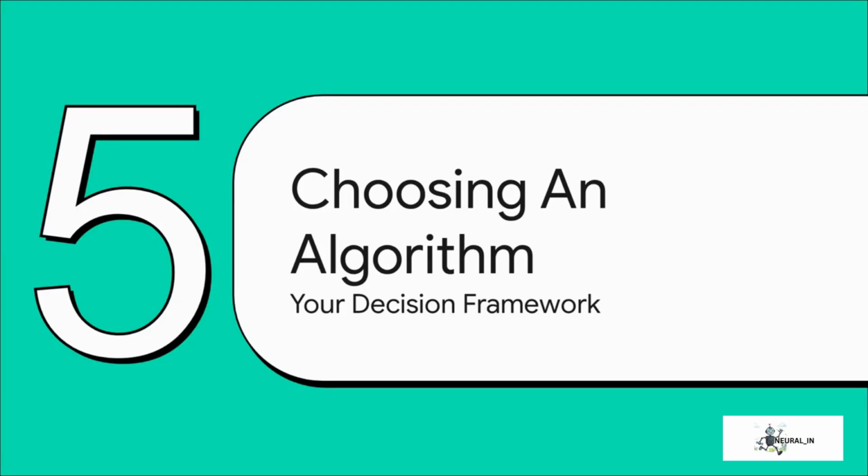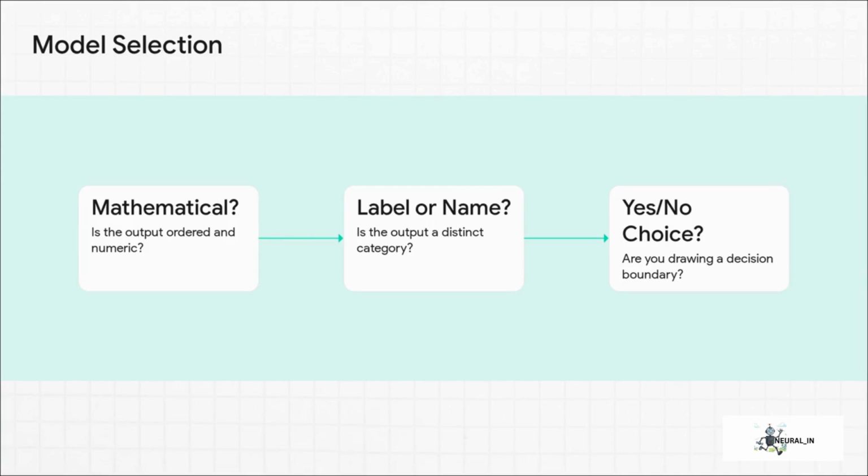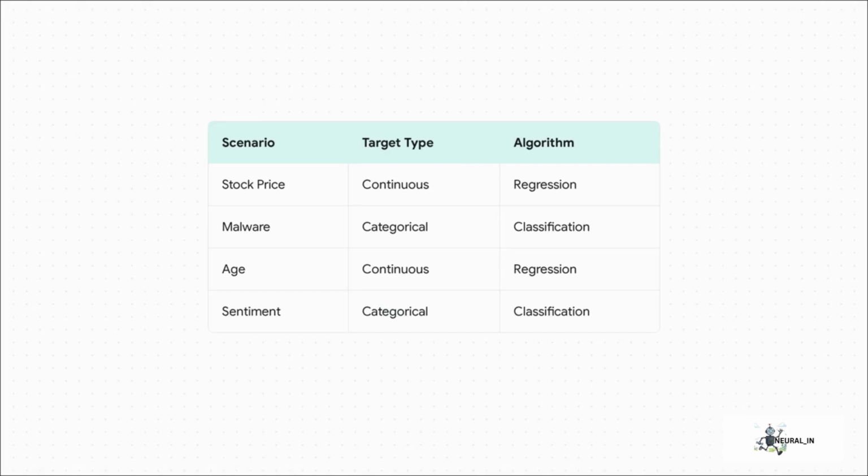Section 5. Choosing the right algorithm, your step-by-step decision framework. So, knowing when to use which approach is absolutely crucial. When you're approaching a new AI problem, just run your target through this simple step-by-step guide. Step 1, ask, is the output ordered and mathematical? If yes, it's regression. Step 2, is the output a label or a name? If yes, classification. Step 3, are you ultimately making a yes or no decision? Even if probability is involved, a final yes/no means you are drawing a hard boundary, which, you guessed it, is classification.